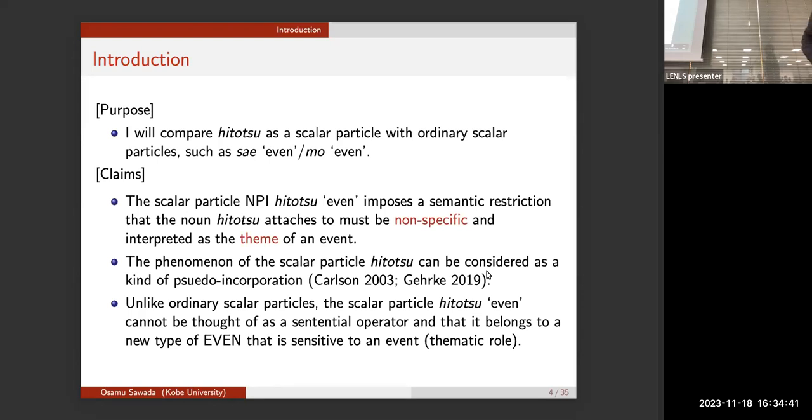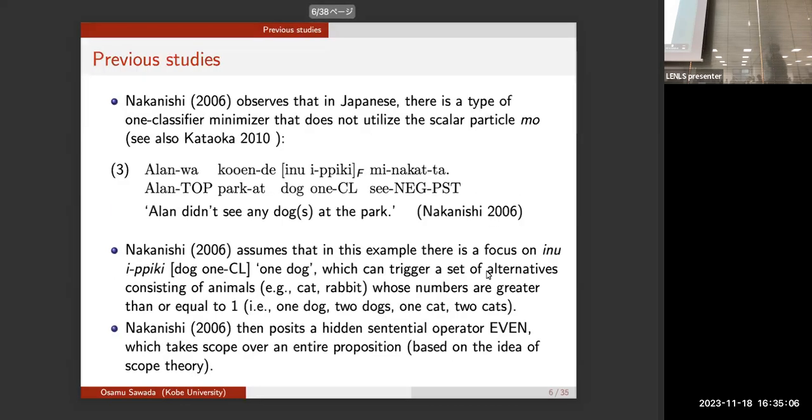I claim that the phenomenon of this scalar particle hitotsu can be considered a kind of pseudo incorporation in the sense of Carlson and Gallo. The big picture is that, unlike ordinary scalar particles like even or sae and mo, it belongs to a new type of "even" that is sensitive to events. First of all, let's consider some relevant literature.